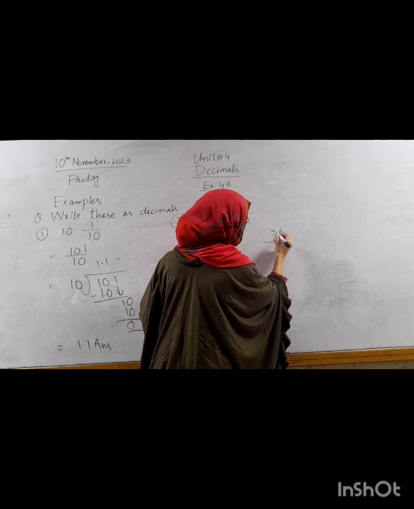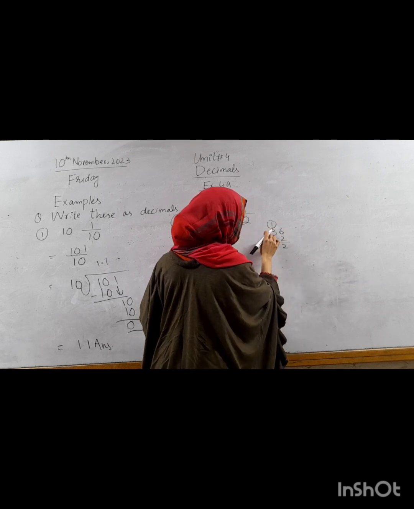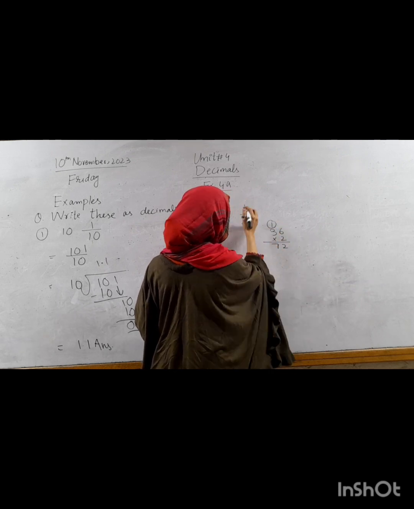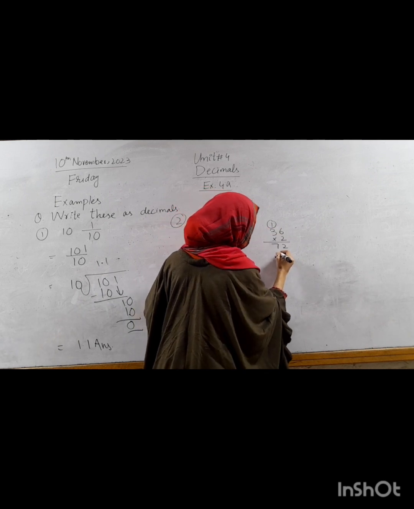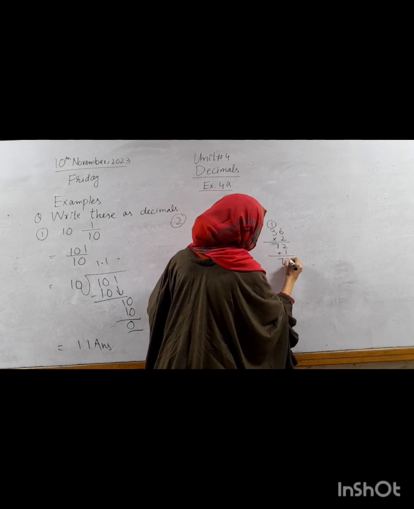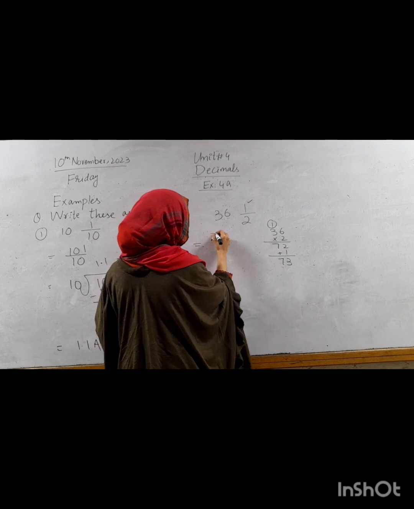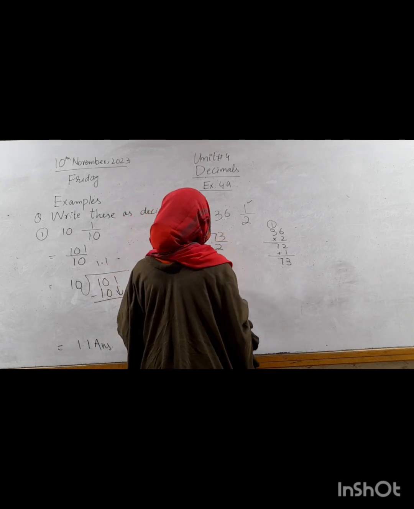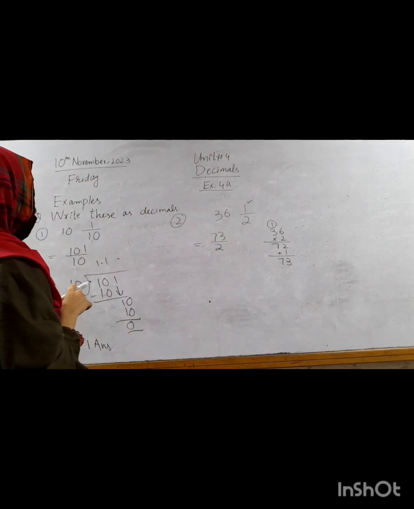2 6s are 12, carry 1. 2 3s are 6, plus 1, 7. So 72, plus 1, then add with the numerator. This is 73. So we have 73 by 2 as the fraction. So our question is, write this in decimal form.